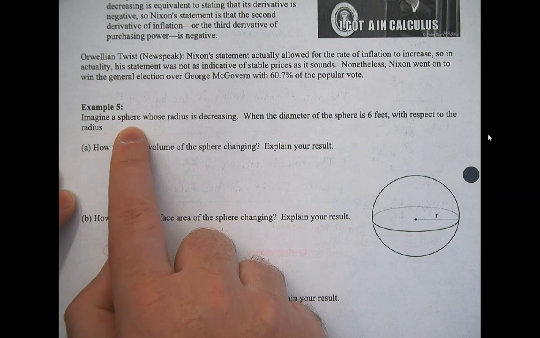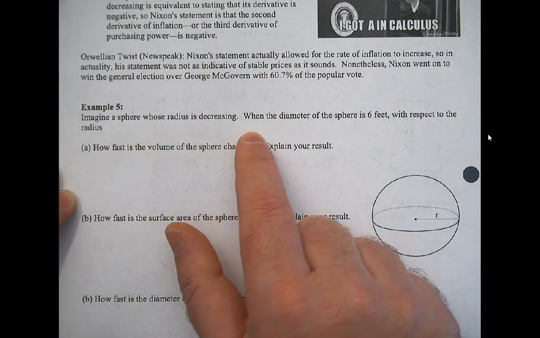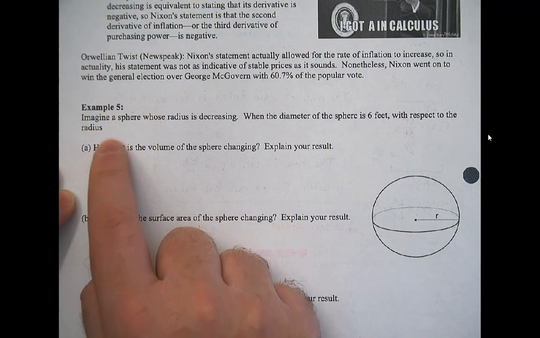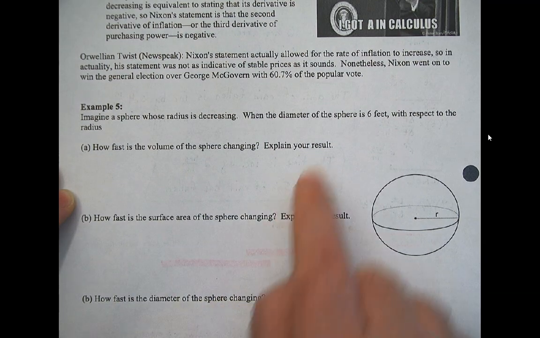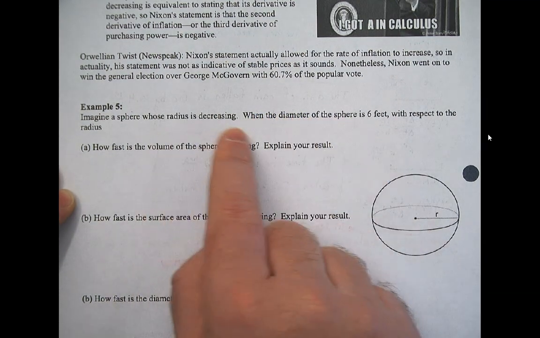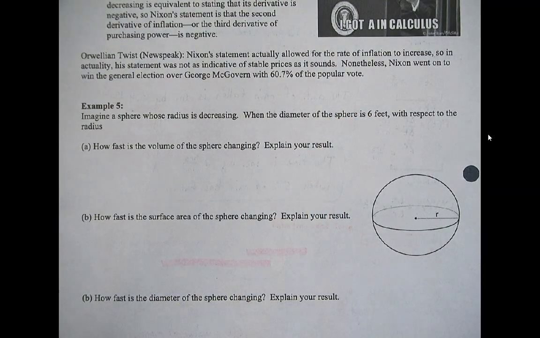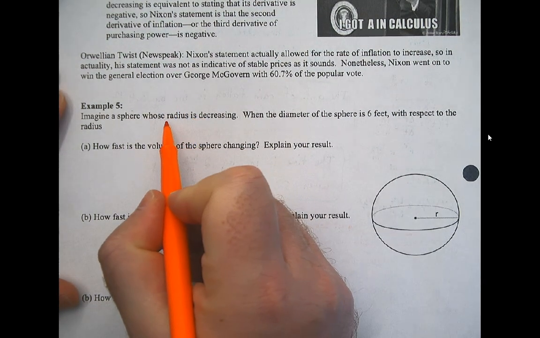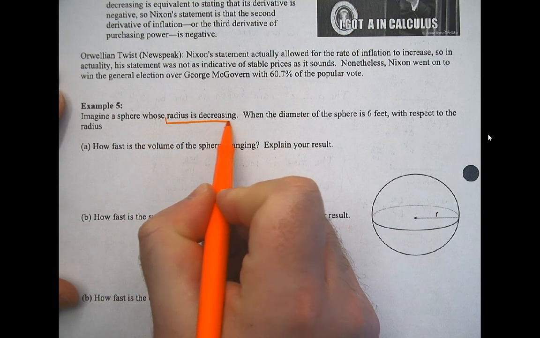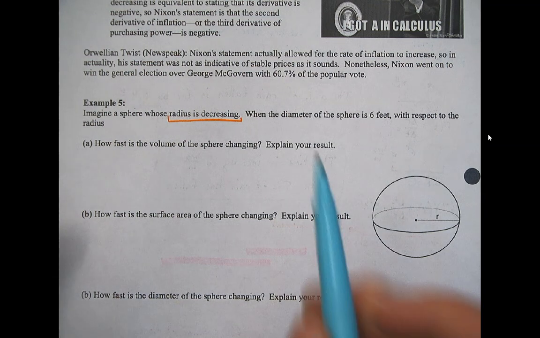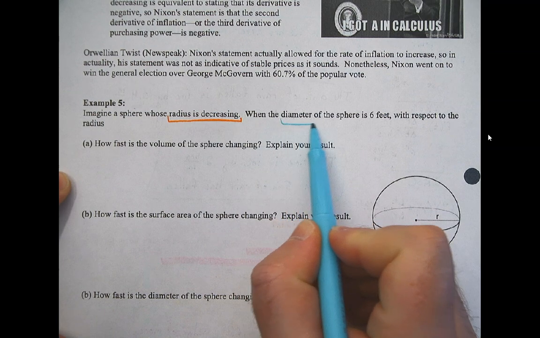Okay, so we're going to start off. We've got this story. Imagine a sphere whose radius is decreasing when the diameter of this sphere is 6 feet, with respect to the radius. So then the questions are all after that. This is kind of a weird way to write it, but we know for all of these stories that the diameter of the sphere is 6 feet. I'm going to do a little highlighting here. A couple of things are worth remembering. Our radius is decreasing. That might come into play later. I don't know exactly what that means right now, but it's probably going to come into play. And then we know that the diameter of the sphere is 6 feet.